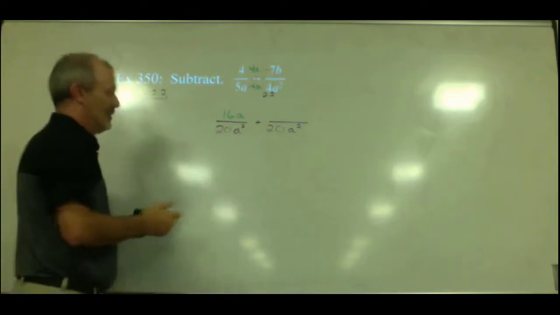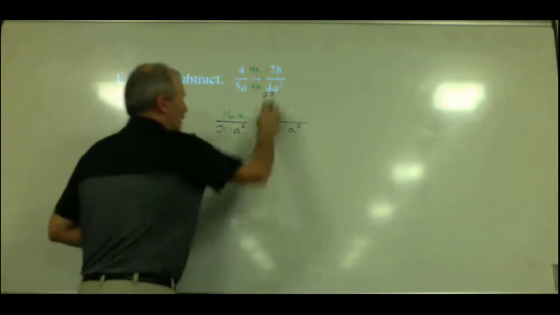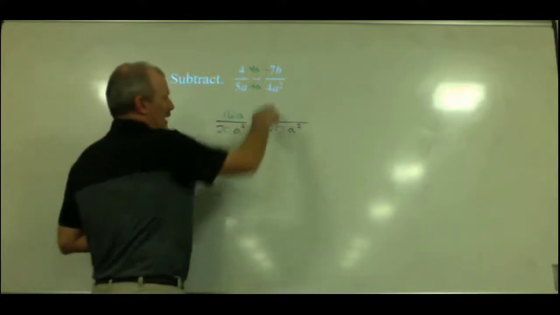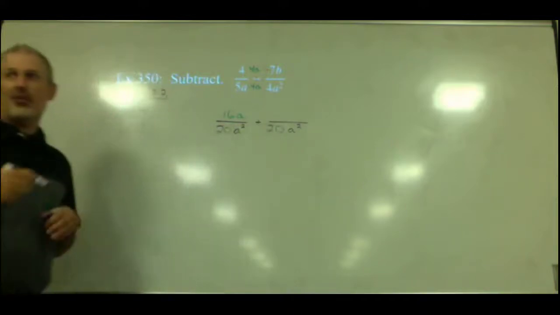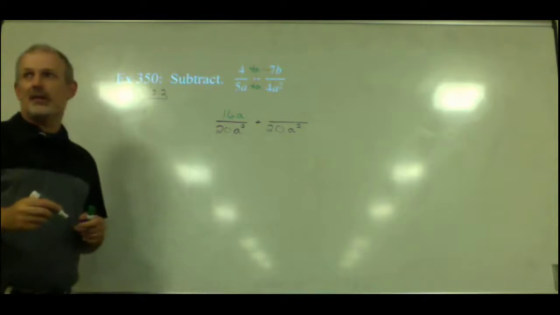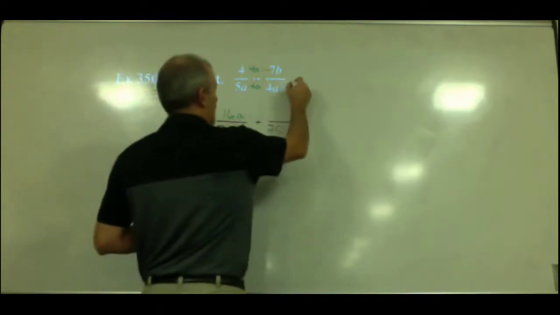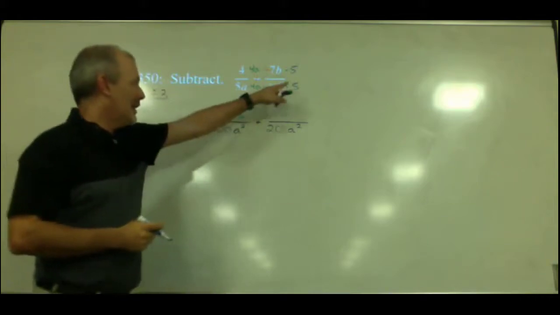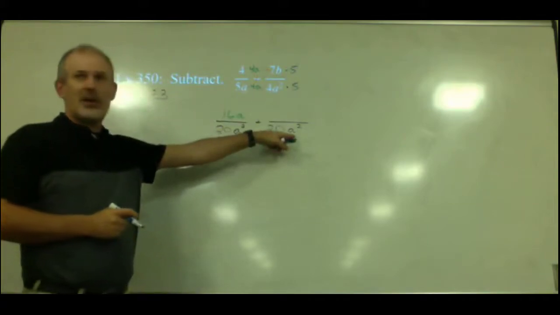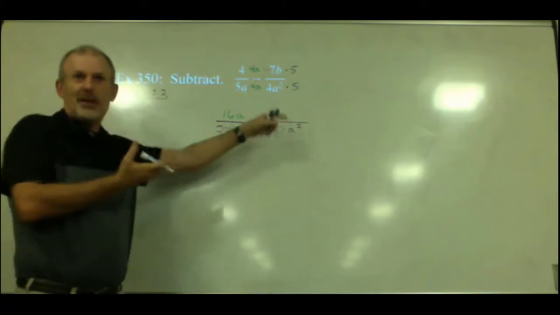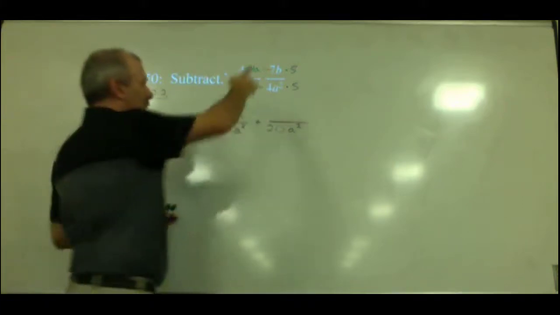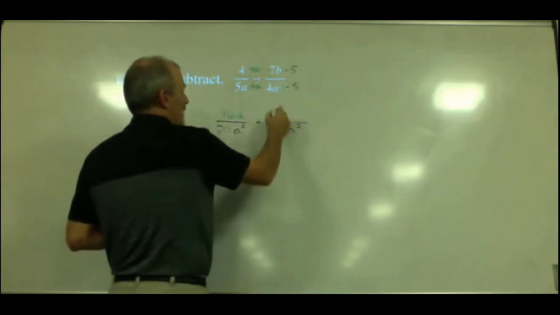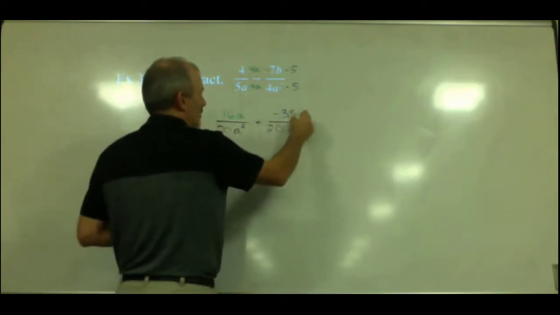For the second one, we've got a 4. We need to have a 20. What do we have to multiply 4 by to turn it into a 20? A 5. And we have an A squared. What do we have to multiply it by to get A squared? Nothing. It's already A squared. So all we have to multiply by on that one is a 5. And -7b times 5 is -35b.